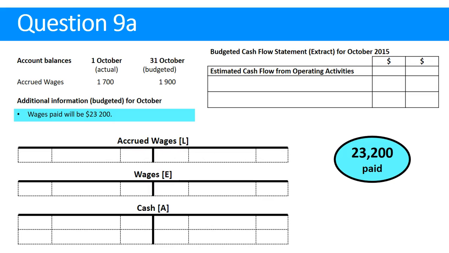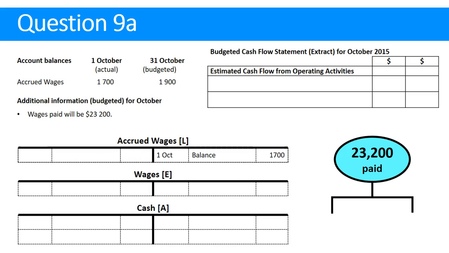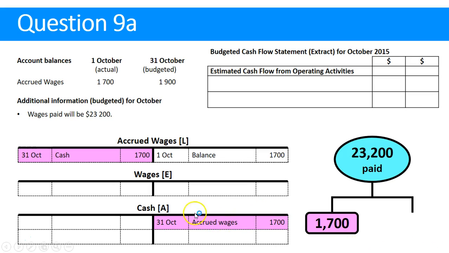The issue here is it's probably best to create some little T accounts as well. And what we're told is at the start of October, accrued wages, which will be a liability, have a balance of $1,700. We're also told the balance at the end. Now on its own, that's not going to affect our cash flows, so we're going to ignore that for now. So what we want to remember is this $23,200 for all wages paid is actually going to be for two things. The first part will actually be to take care of the $1,700 of accrued wages. So what we'll end up with is a debit to accrued wages to reset it back to zero, and we'd have a credit to cash of $1,700.